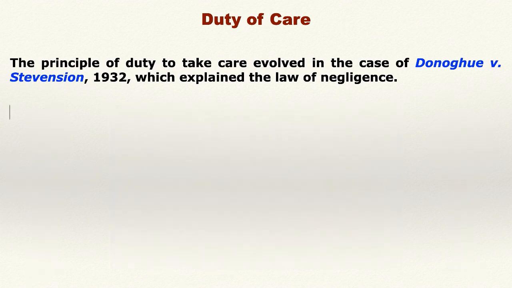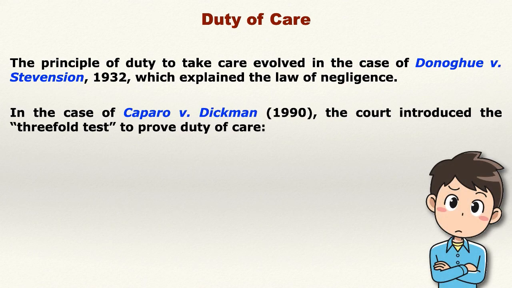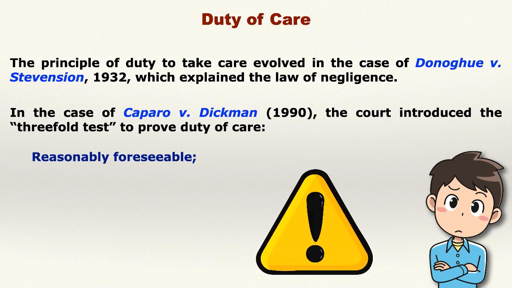Okay. Further, in the case of Caparo versus Dickman, that is a 1990 case, the court introduced the threefold test to prove duty of care. The first one is reasonably foreseeable. What does it mean? That the kind of act that any prudent person can assume, in given circumstances, is possible to happen. So that is reasonably foreseeable. So you are required to take precaution in advance if the condition is something like that.